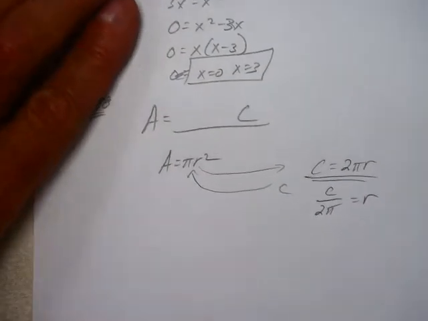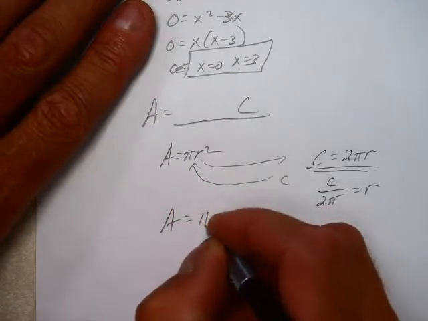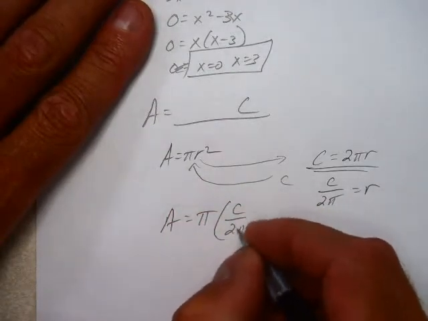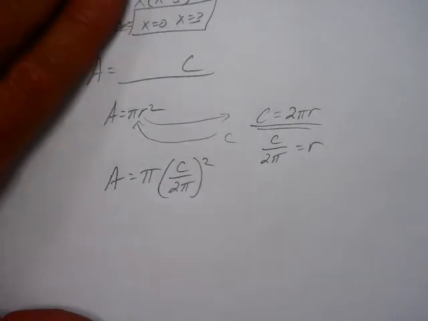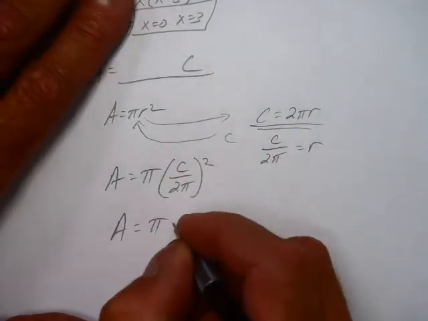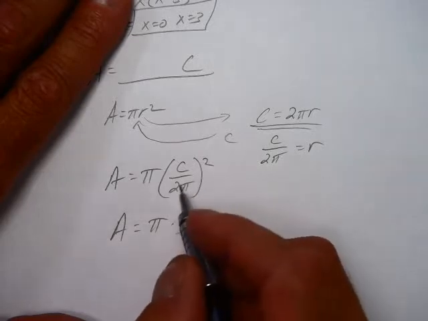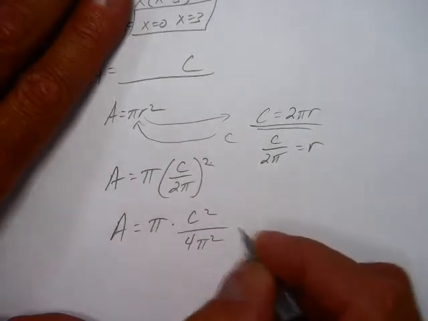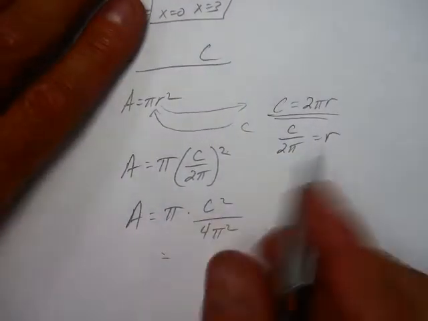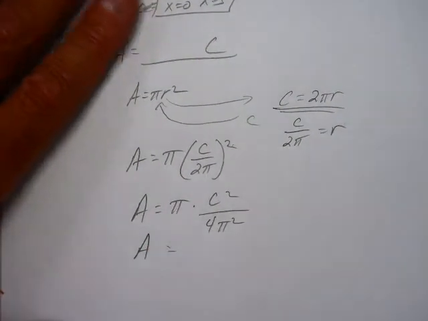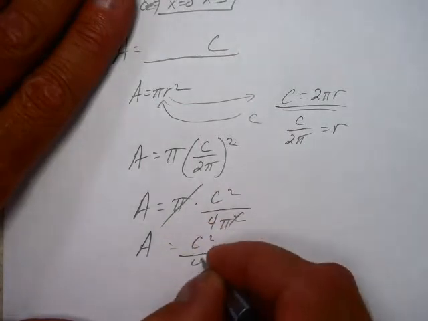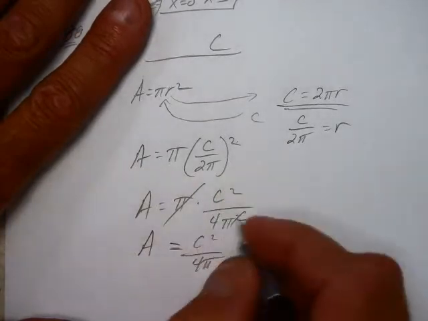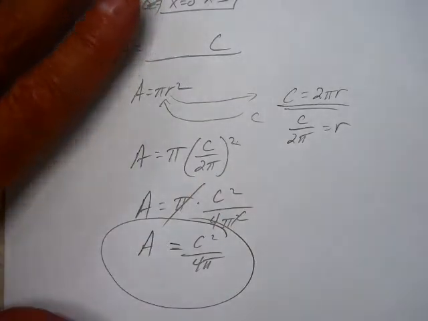So now what do I do? Now I plug it in. A equals pi times c over 2 pi, quantity squared. Okay, now let's simplify. 2 squared is 4 pi squared. I can simplify a little bit more. What can I do? Oh, come on. Cancel out a pi. That pi cancels with my square, so I have circumference squared over 4 pi. So if I'm given the circumference, that'll take me right to my area.